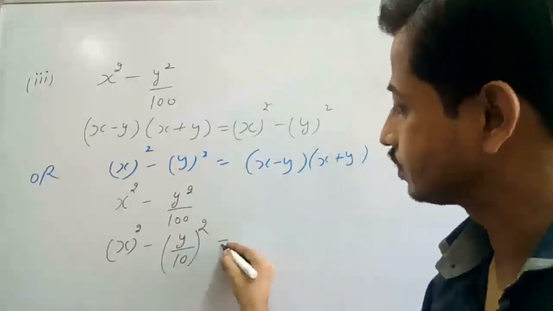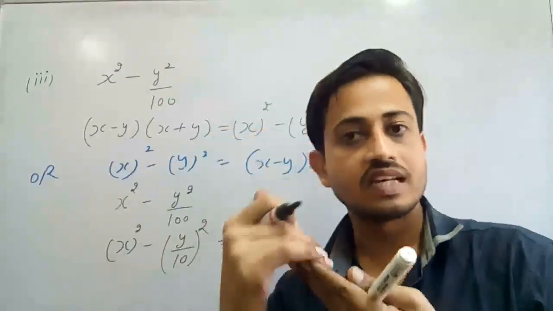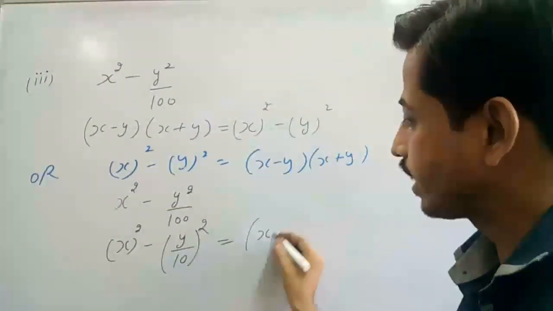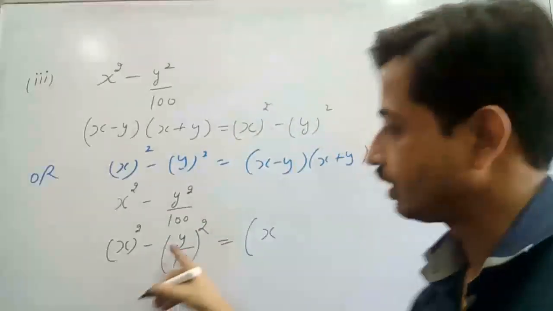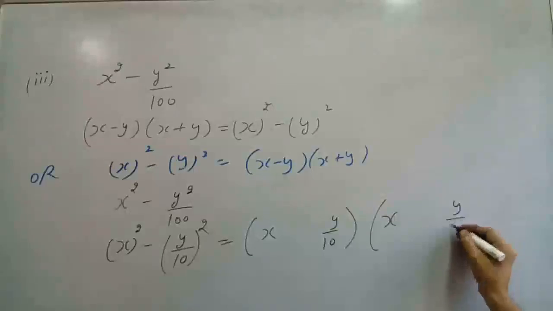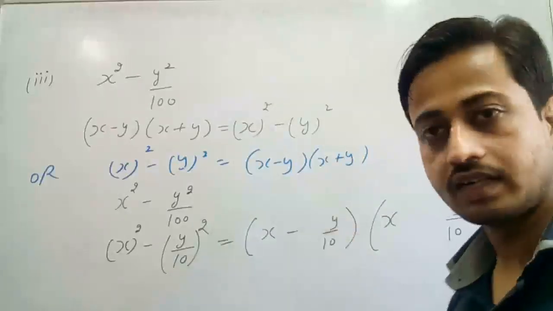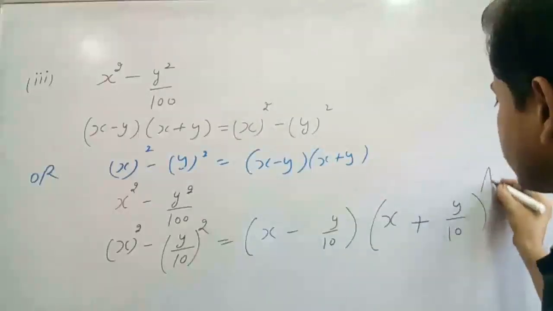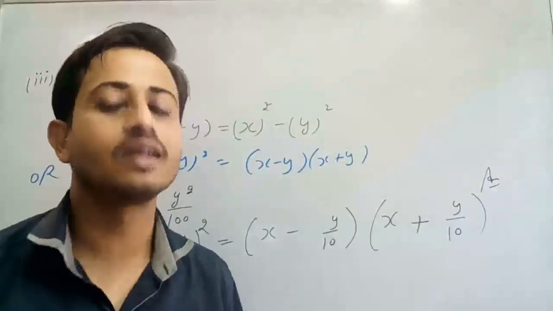Now apply this. This is the first term, this is the second term. What's the answer? One time the sign is negative and one time the sign is positive. So we have to write the terms: x, and this is y by 10. Again x, and the term is y by 10. You have to write these terms, one time with a negative sign and the second time with a positive sign. It's very simple. So this is the desired answer. So it's very simple. Please make a note.